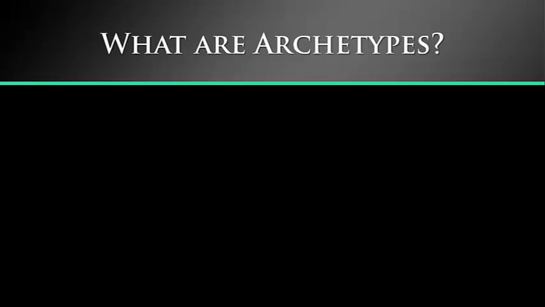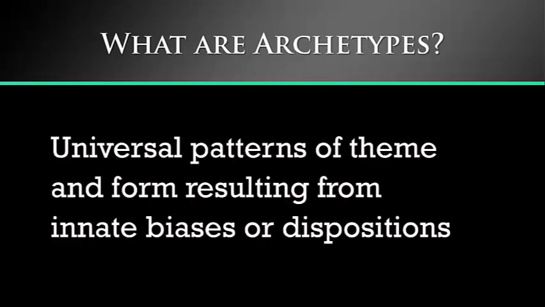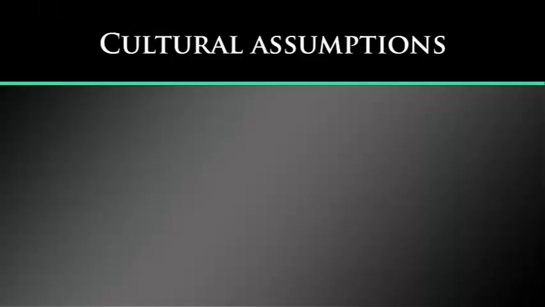So, what are archetypes? Archetypes are universal patterns of theme and form resulting from innate bias or dispositions. In essence, they are unconscious associations and judgments that are based on repeated elements within a culture. These elements can take the form of characters, story plots, or general themes. But beware of culturally based assumptions. Different cultures might react to a single stereotype in different ways.